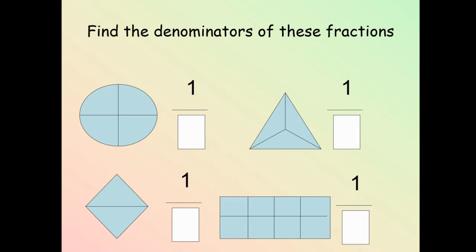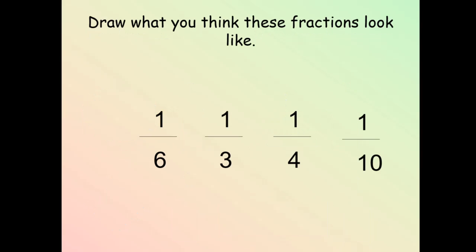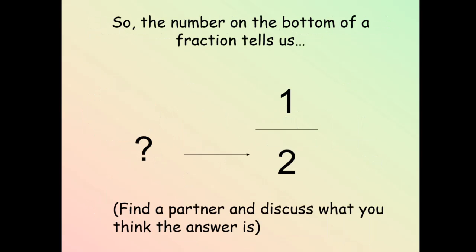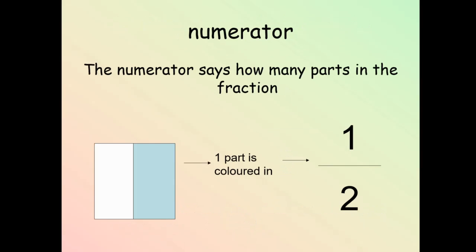Alright, welcome back. These were the answers. Now let's discuss the numerator. The numerator says how many parts are in the fraction. For example, if we have this square right over here, it's divided into 2 segments again, but one part is colored white and the other is colored blue.